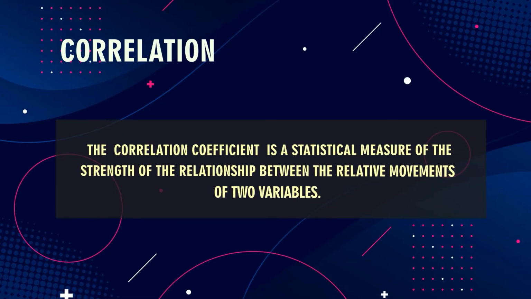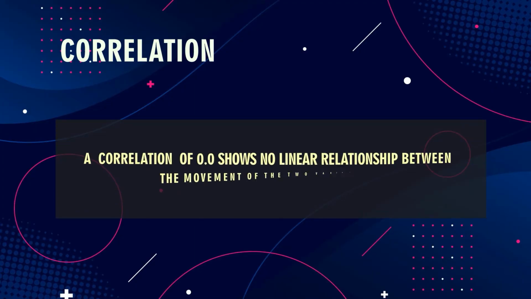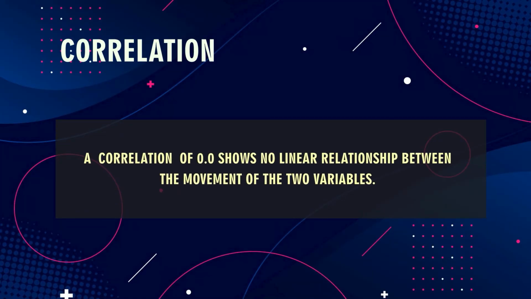The correlation coefficient is a statistical measure of the strength of the relationship between the relative movements of two variables. We have to be quite focused that the variables need to be two and not more than two. A correlation of 0.0 shows no linear relationship between the movement of the two variables.